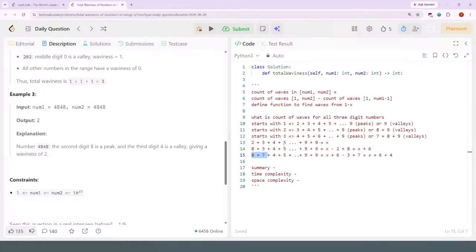And then that goes all the way up to starting with 9, where you can only go downwards. So if it's starting with 9, technically there are 9 digits below it. Yeah, so something like 8 plus 7, 9 down to 0, 6, 5, 4, 3, 2.